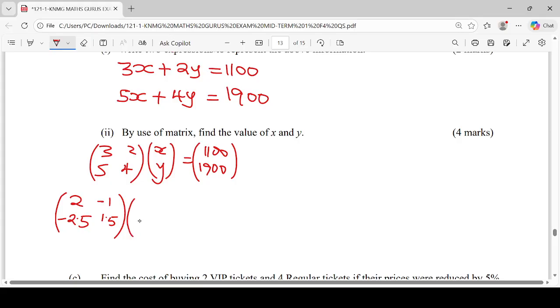I pre-multiply on the left, that is 3, 5, 2, 4. xy should be equal to, again to the right, 2, negative 2.5, negative 1, 1.5 times 1,100, 1,900.